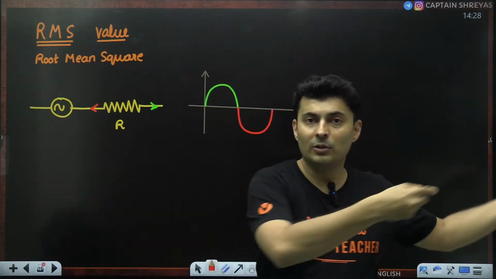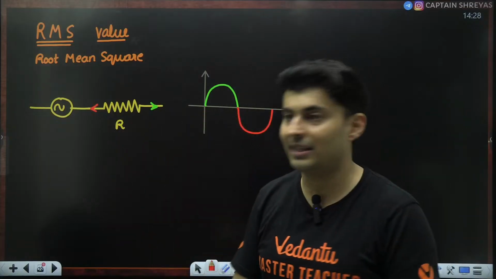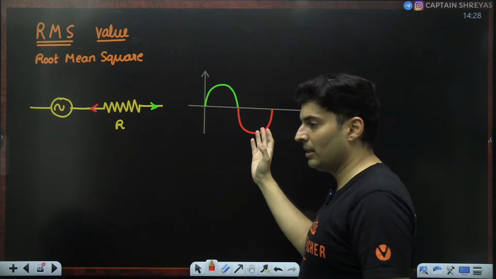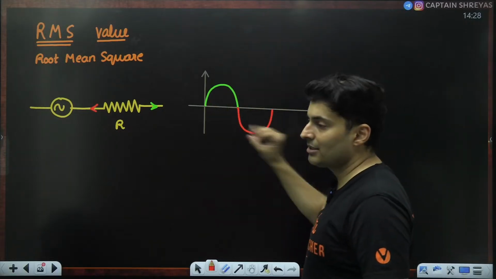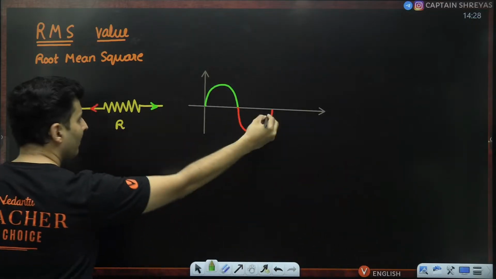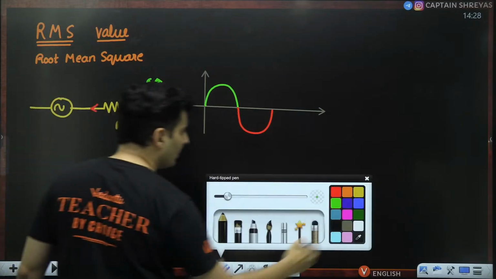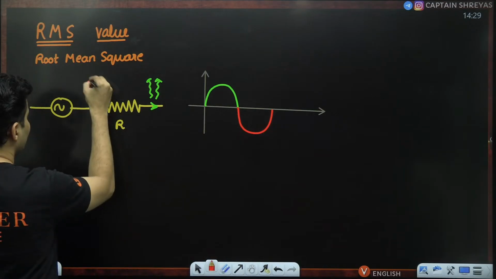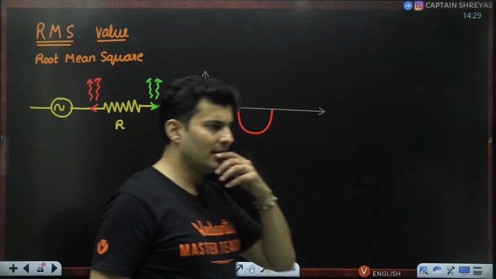So whether the current goes like this or like this, it will end up generating some amount of heat. So it's not like it will generate and absorb, or absorb and generate. No, it will generate heat. So in both the half cycles, heat will be generated here as well as here. Now, how much amount of heat was generated?